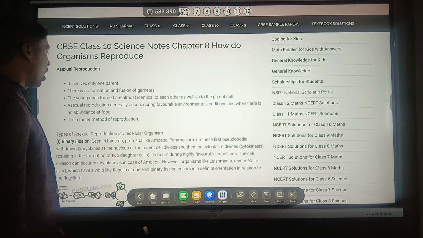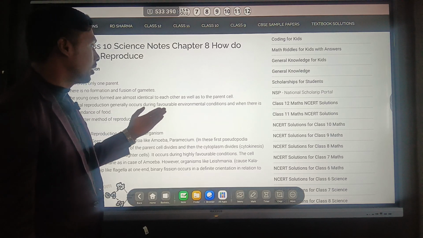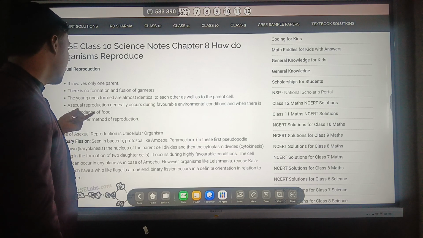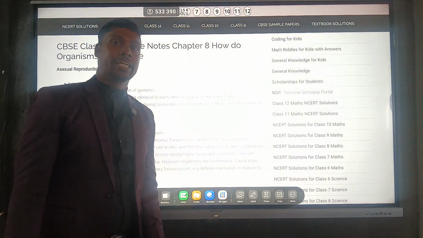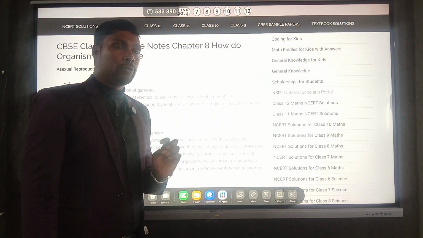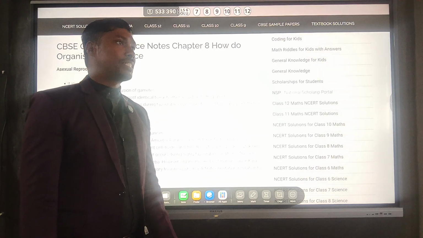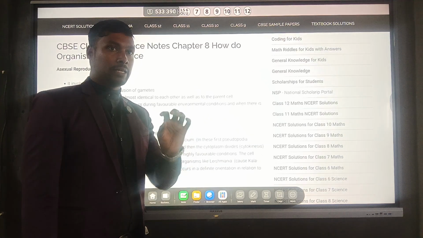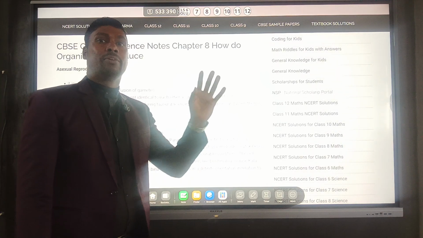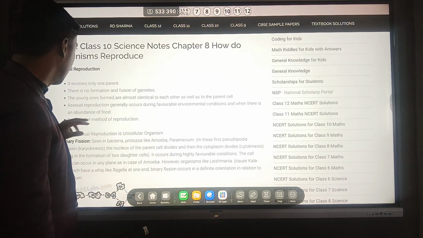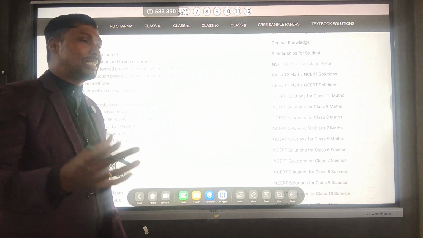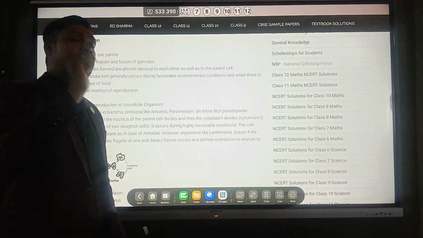Next, asexual reproduction generally occurs during favorable environmental conditions and when there is an abundance of food. What are favorable conditions? When plants get proper water and minerals, their growth is decided accordingly. Abundance of food means the plants are getting proper nutrition, and according to that the plant's growth is decided.